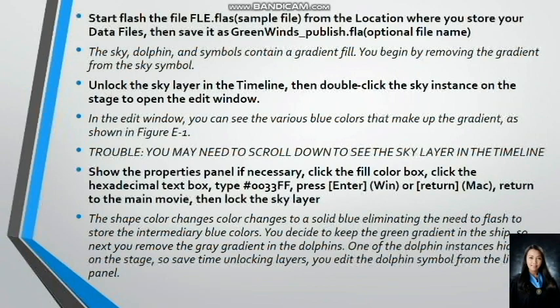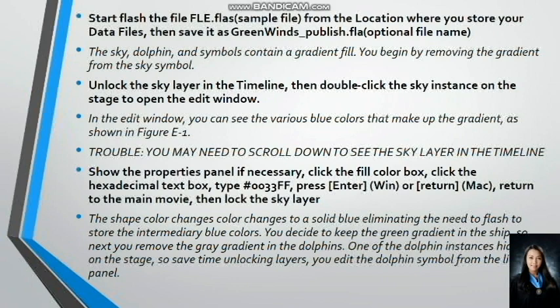So first, start Flash and open the file. If you already have your activity, you can locate where you stored your data files, then save it with the file name you want. Next, the sky, dolphin, and symbols contain the gradient, or you already have the object that has a gradient fill. So you begin by removing all the gradients from your object symbols.